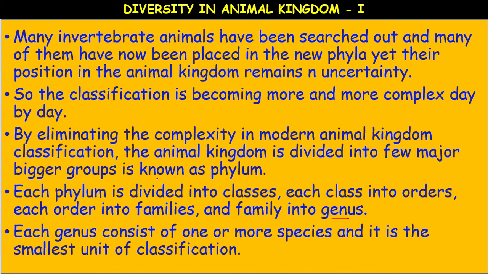Kingdom divides into phylum, phylum divides into classes, class divides into orders, order divides into families, the families divide into genus, genus divides into species. Okay. We can say several phyla combine to form the kingdom. Several classes combine to form a phylum, several orders combine to form a class, several families combine to form an order, several genera combine to form a family, several species combine to form a genus. Okay. Each genus consists of one or more species and the smallest unit, or basic unit of classification, is the species.